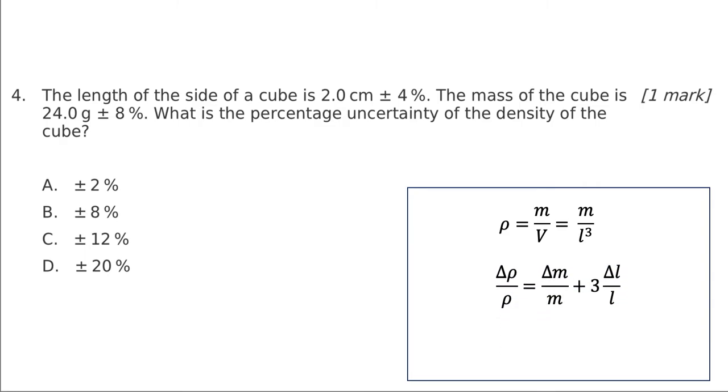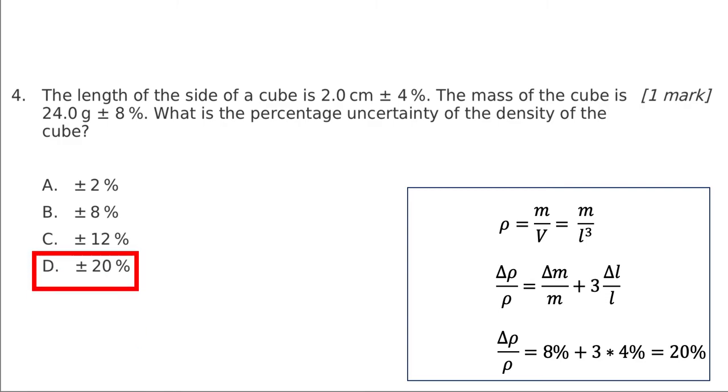Therefore, the percentage uncertainty in the density is equal to the sum of the percentage uncertainties in the volume and the mass, remembering that when we have a cube, then all we have to do is triple the percentage uncertainty in the cubed value. So our delta L cubed over L cubed becomes 3 times delta L divided by L, which means we've got 8% plus 3 times 4%, which is going to be 20%.